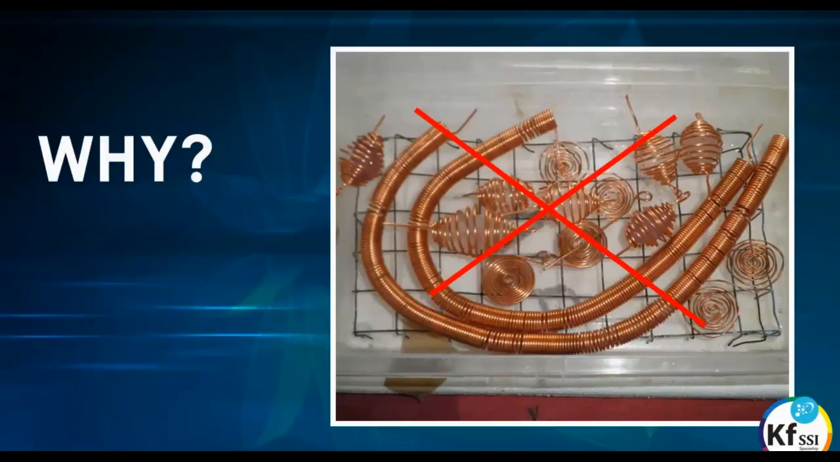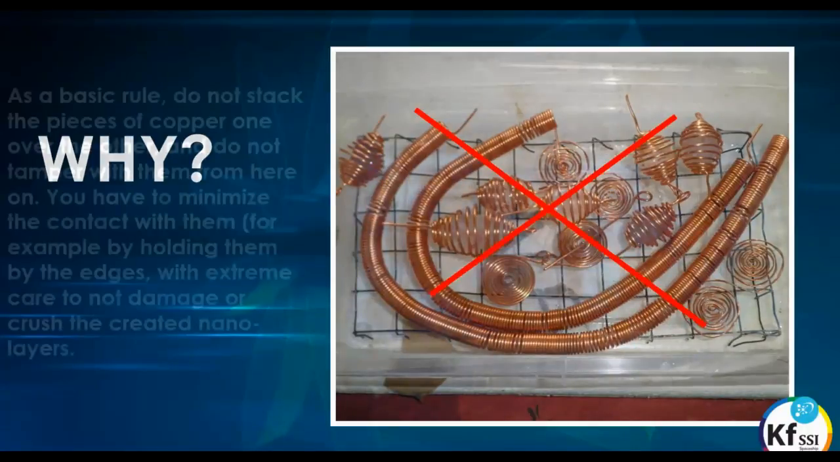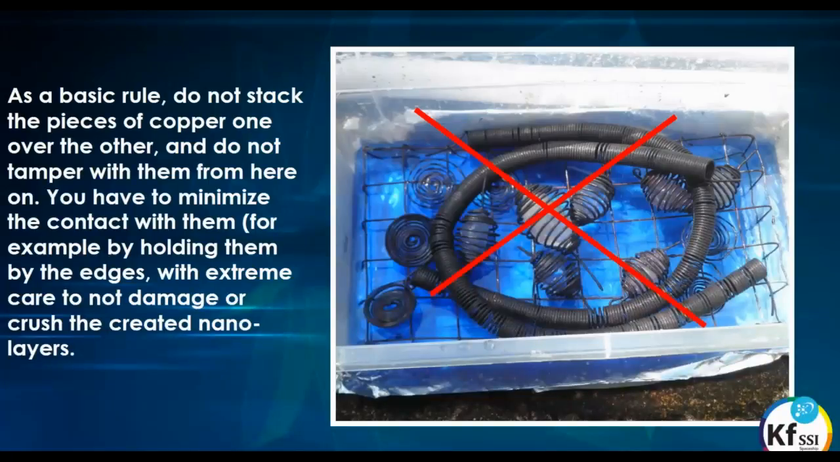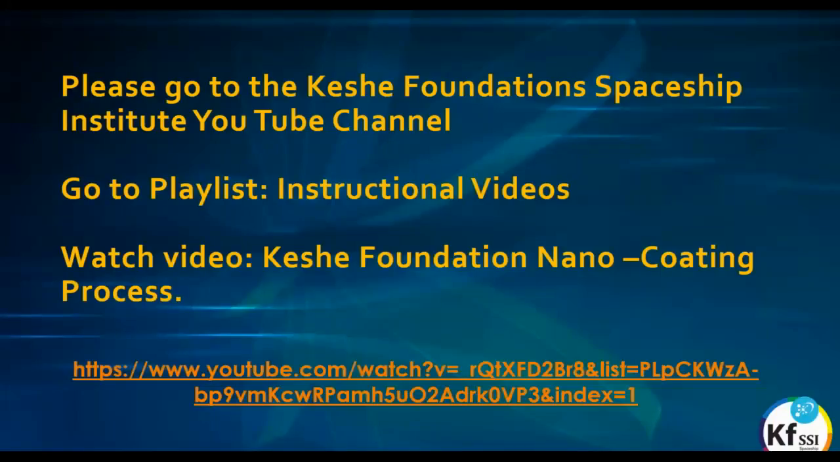And this was my pictures on my nano coating right in the beginning, so please don't do what I did. You want to nano coat as many things as possible all at the same time, but now you are putting things on top of each other, so you're damaging the nano layers. So please do not do what I have done and what many of us have done. You need to make sure that everything is separate and not touching each other, because you're just damaging the nano layers.